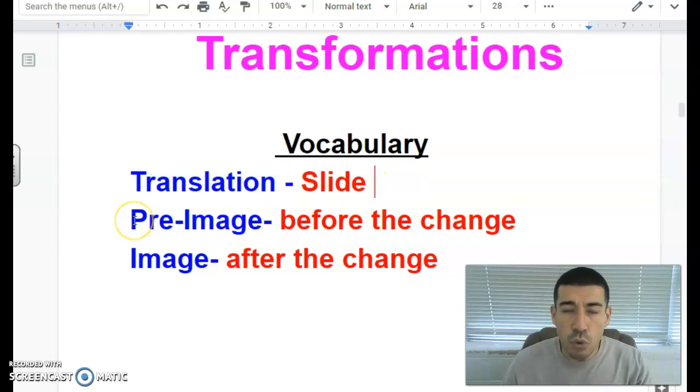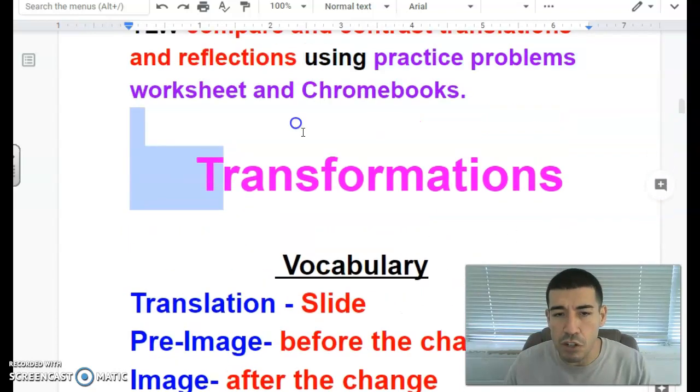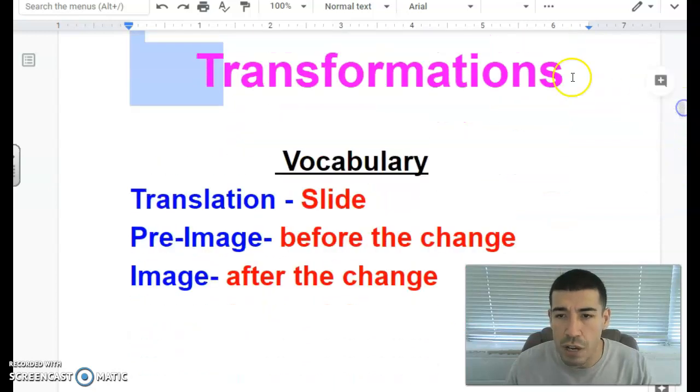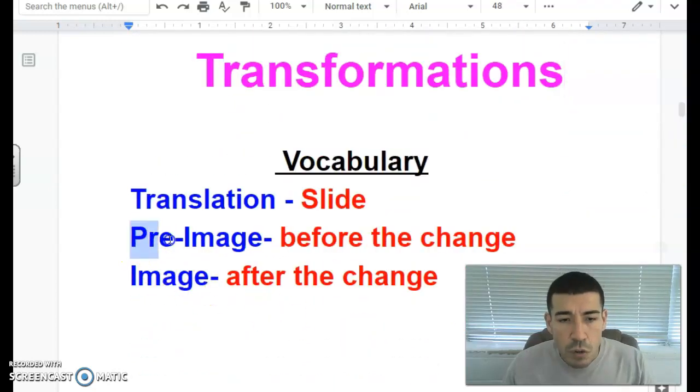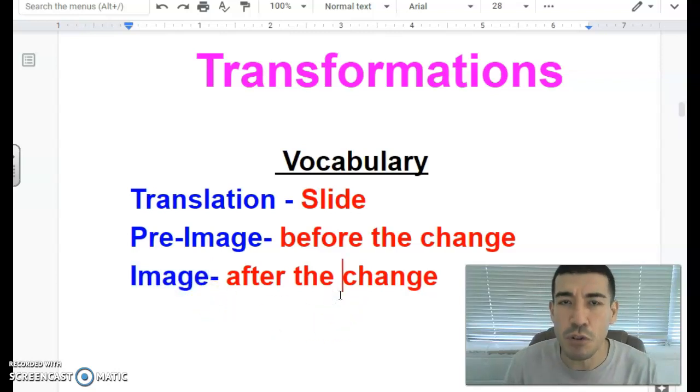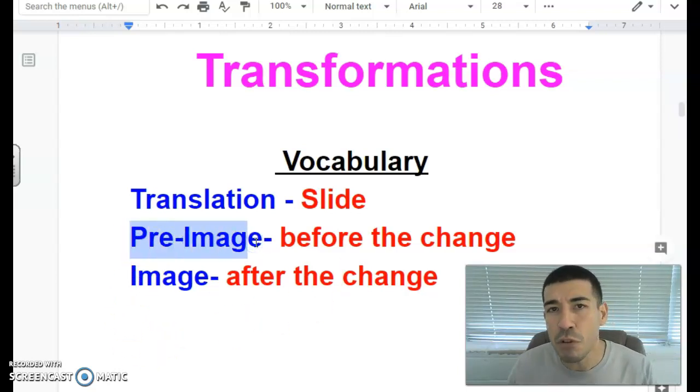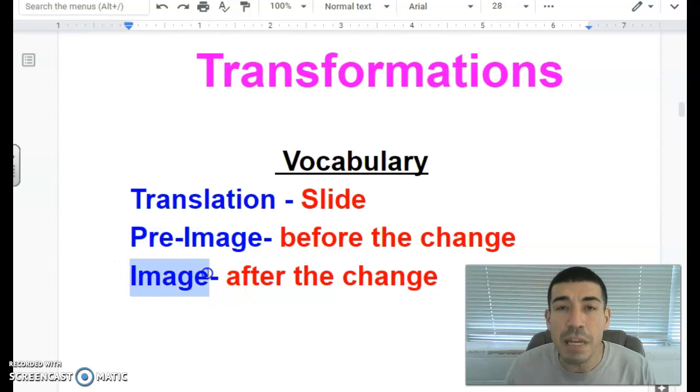Okay? Now, there's 2 keywords that go with any transformation, not only with translation, but with any transformation. Which is pre-image, which means before the change, and image, which means after the change. So let's go back to the example on the Transformers movie. Before they transform, when they are still cars or vehicles, that would be the pre-image. That would be before the change. After they transform, then they become an image. That means after the change.